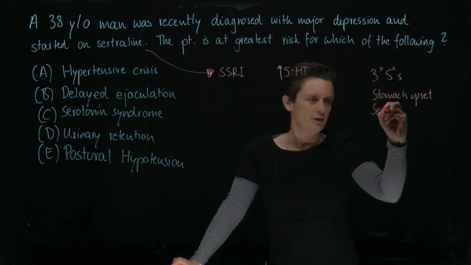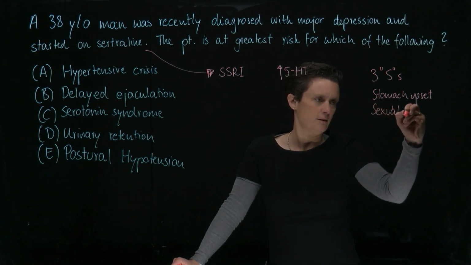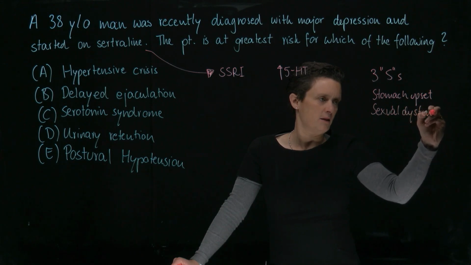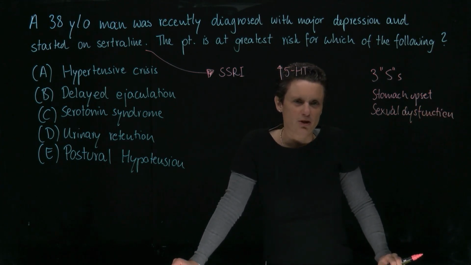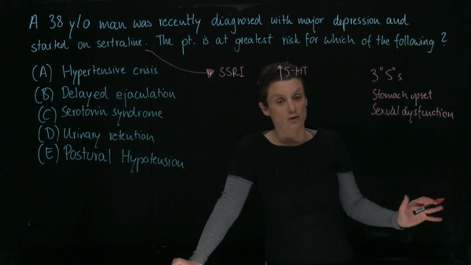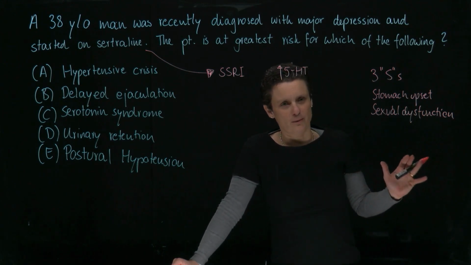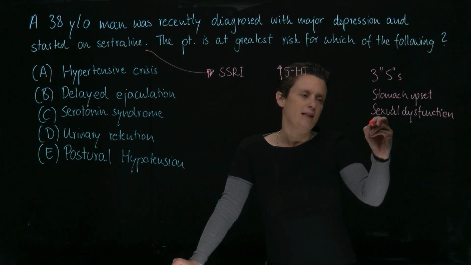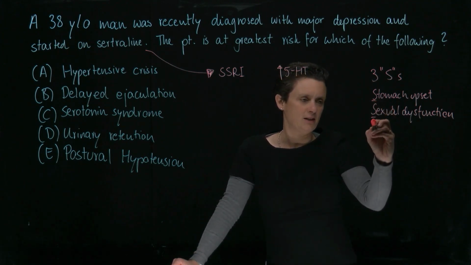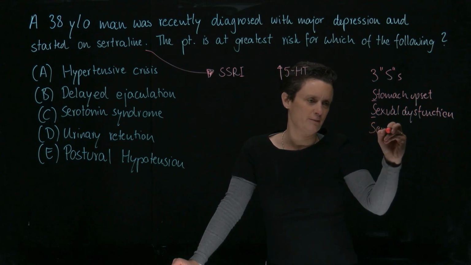Then sexual dysfunction. The moment you stimulate a certain serotonergic receptor, it's 5-HT2A, you can get sexual dysfunction, anything from a delayed ejaculation or anorgasmia. And then this third S stands for serotonin syndrome.